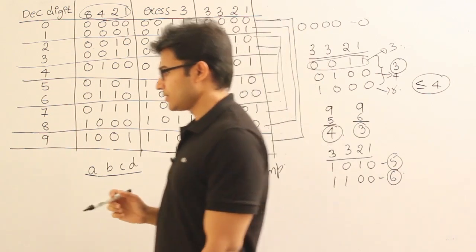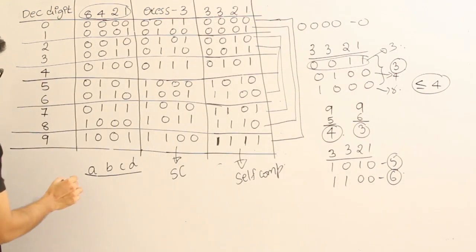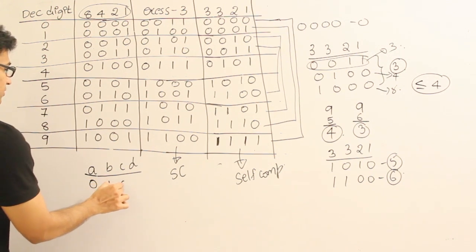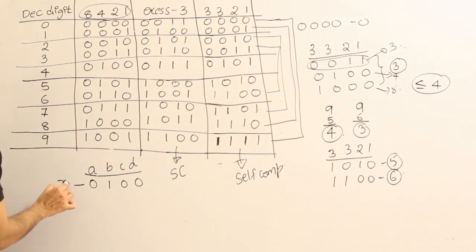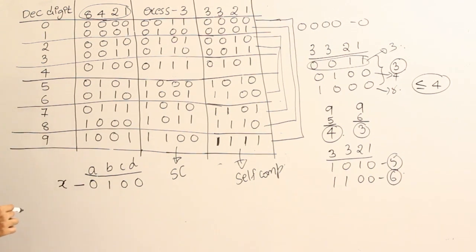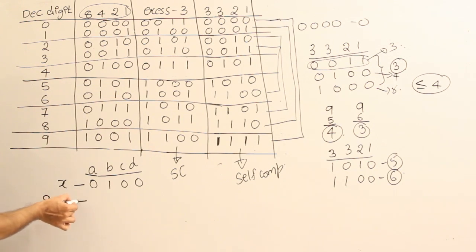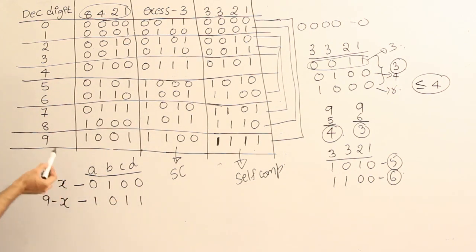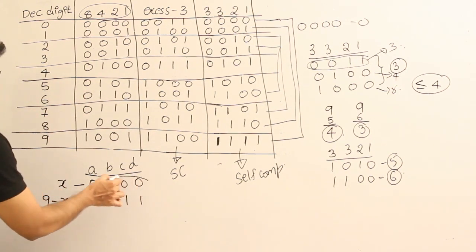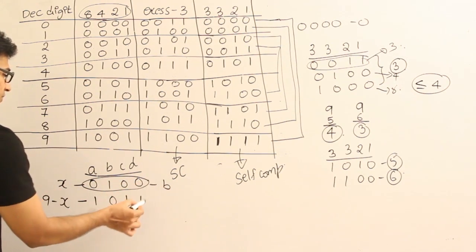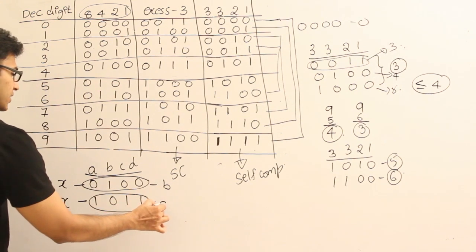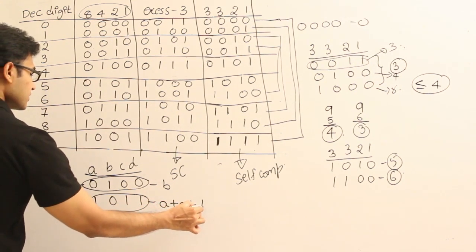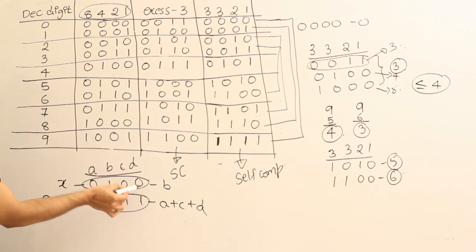Why should this happen? See this. Let us say I am going to represent some number with 0, 1, 0, 0. Let me call it x, some decimal number, I don't know which one. Now if this has to be a self-complementing code, then 9 minus x, the 9's complement of this, should be represented as 1, 0, 1, 1, isn't it? Are you getting this? Therefore, what is the value of the first pattern? It is actually B. And the value of the second is nothing but A plus C plus D.